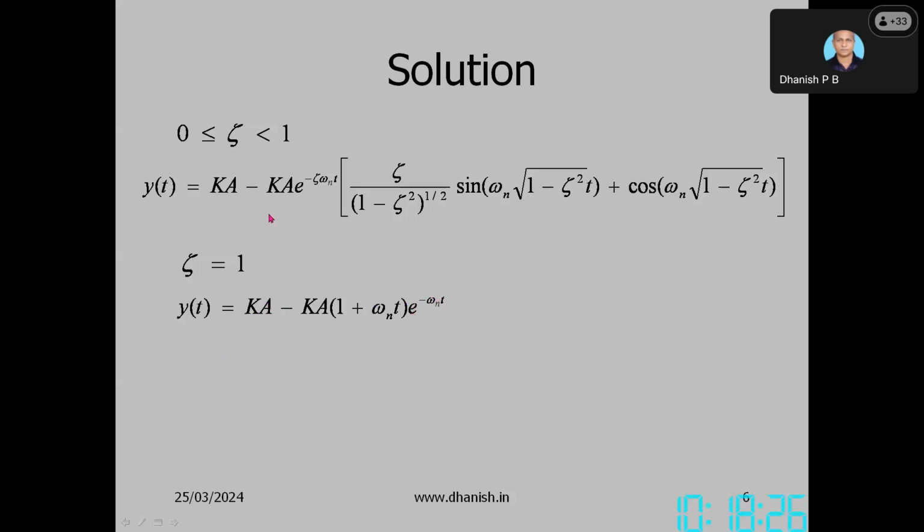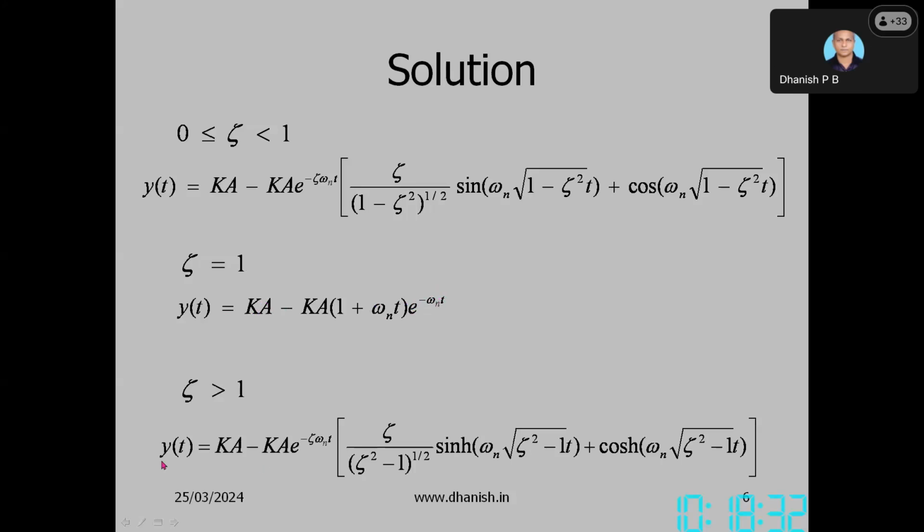So for this case, and then when zeta is greater than 1, the solution is y(t) equal to Ka minus Ka into e raised to minus zeta omega n t into, so now we have two terms, zeta by root of zeta square minus 1. Now zeta is greater than 1, so that is why it is square root of zeta square minus 1. So into sine hyperbolic of omega n into root of zeta square minus 1 into t plus cos hyperbolic of omega n into root of zeta square minus 1 into t.